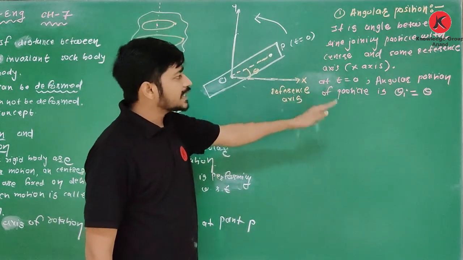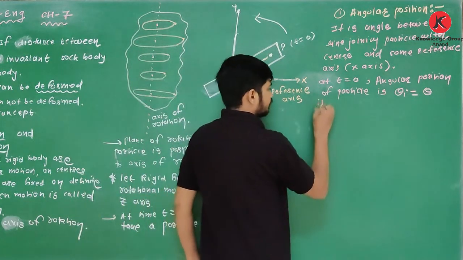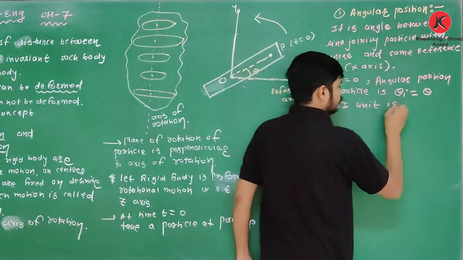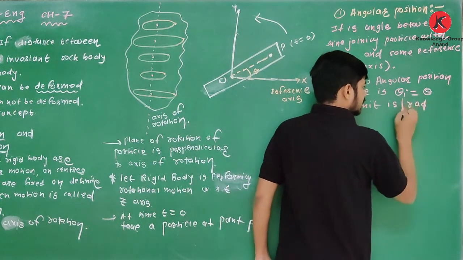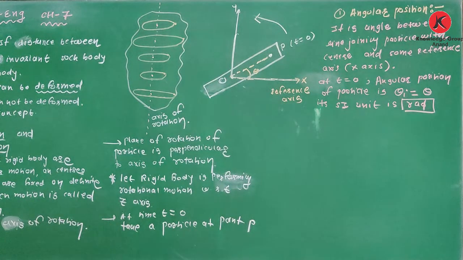And as angular position is theta, that is an angle, its SI unit is radian. So what is the unit of angular position? Its SI unit is radian. Clear about this? So yes, it is angular position.